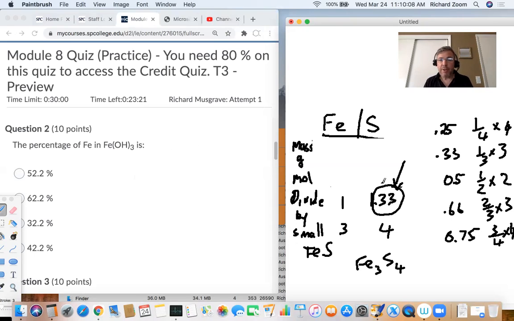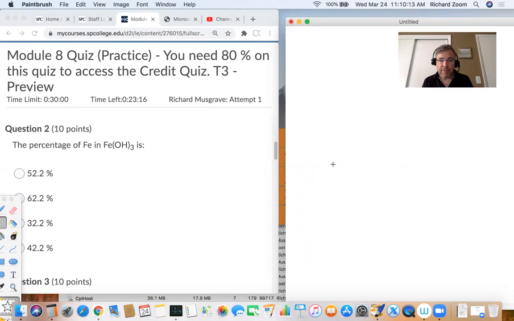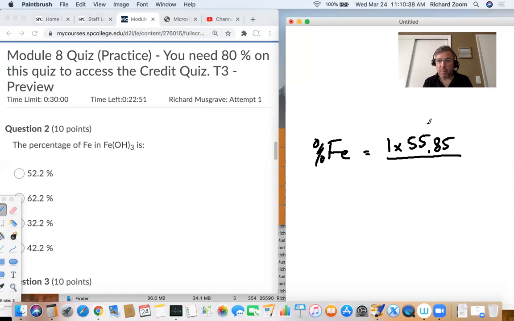Okay, question 2 here. We're looking for the percentage of Fe in Fe(OH)3. So I'm not going to do the whole thing here, but to get the percentage of Fe, it would be the molecular weight of Fe, which would be 1 times 55.85, which is off the periodic table, of course, because that's for 1 Fe. There's only 1 Fe in Fe(OH)3. And that's where the 1 comes into play.